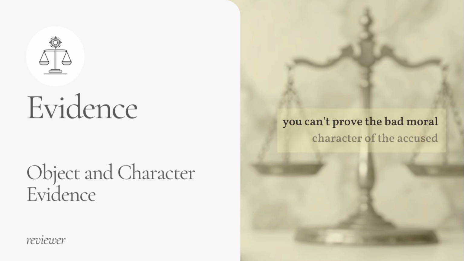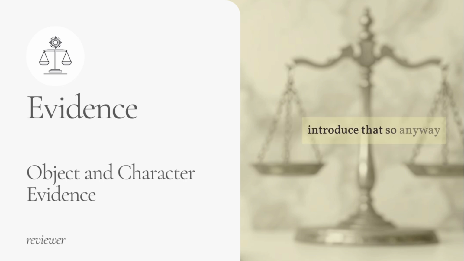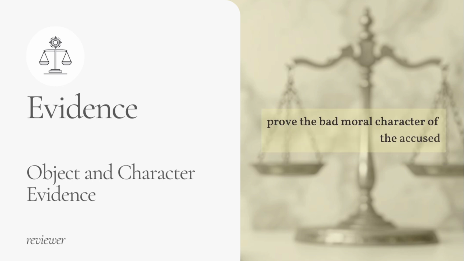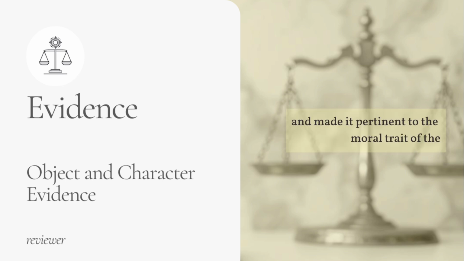This sort of asks the question: you can't prove the bad moral character of the accused except in rebuttal. Does that mean in direct you can prove their good character? You don't need to answer that, because why in the world would you as the prosecution introduce that? Since the prosecution cannot prove the bad moral character of the accused except in rebuttal, it necessarily means that the accused should have first introduced evidence as to their good moral character and made it pertinent to the moral trait of the offense charged.